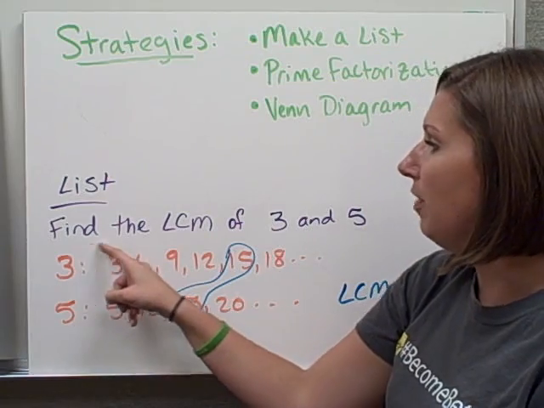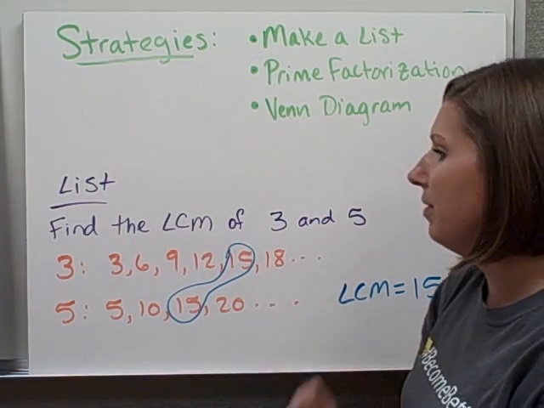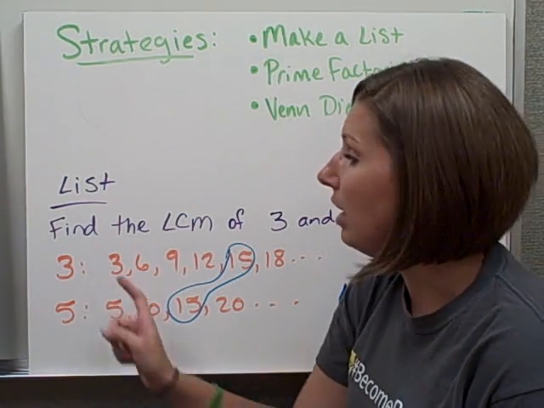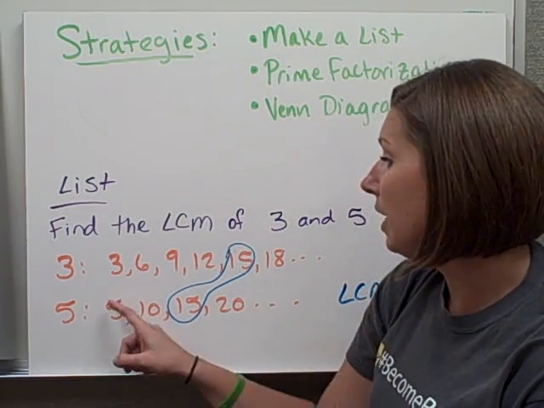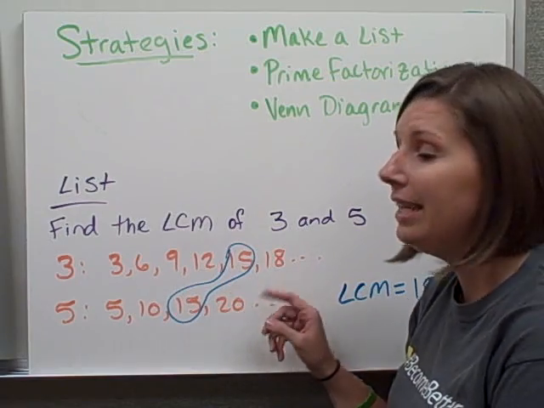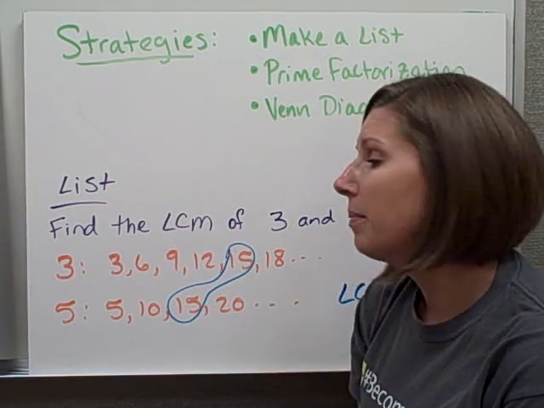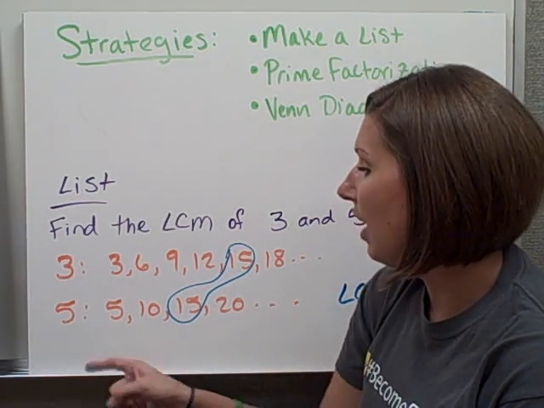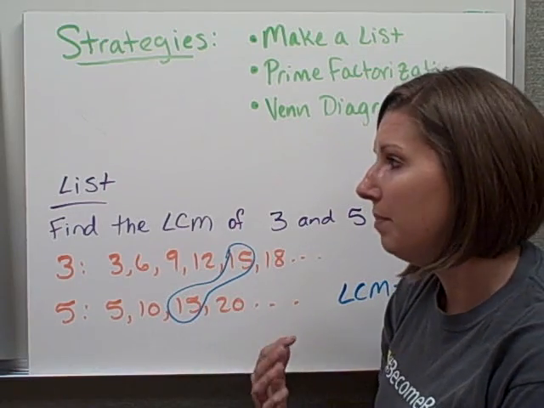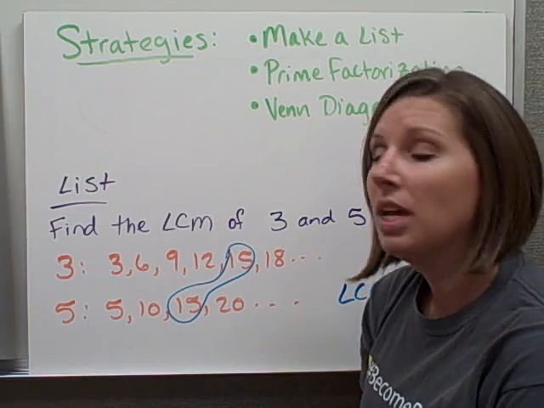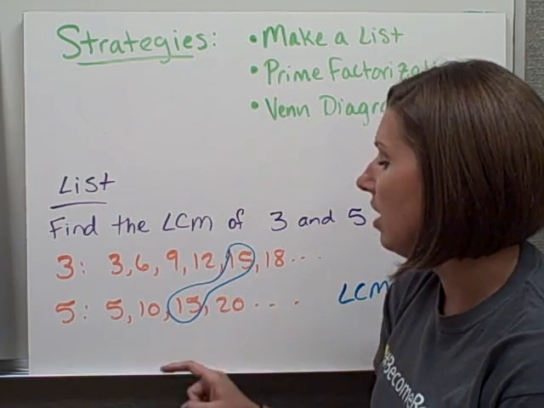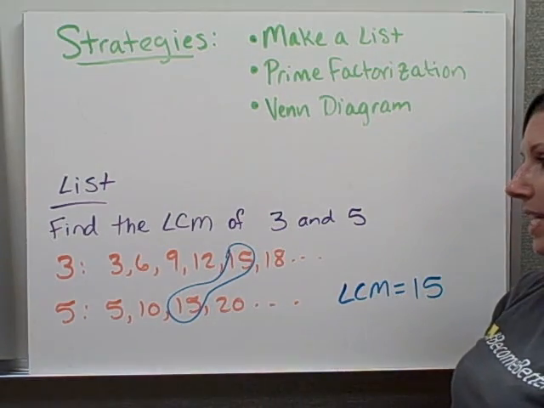So if you had the problem, find the LCM of 3 and 5. What you would do is you would take the number 3 and you would literally list out all the multiples of 3. 3, 6, 9, 12, 15, 18, and so on. And the number 5. 5, 10, 15, 20, and so on. You're looking for the smallest number they have in common. In this case, it's 15. So the LCM is 15.